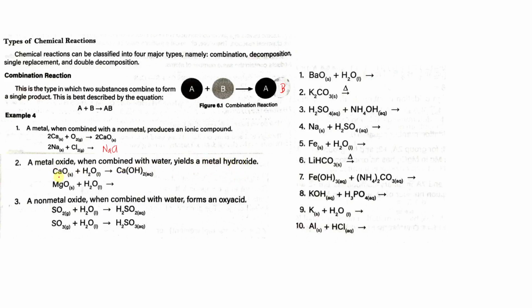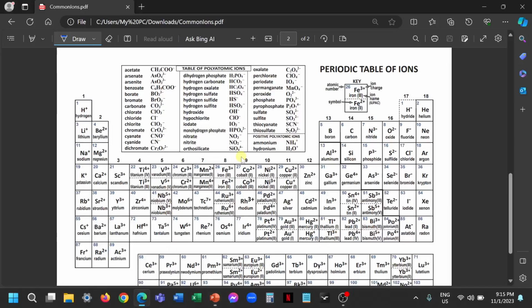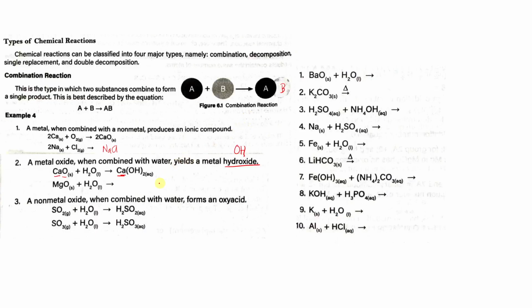So again, this one is a metal oxide since this one is a metal, the calcium. Then this one is an oxide because this one is an oxygen. Again, when combining with water, they form a metal hydroxide. So this one is the metal. Then we have the hydroxide. So the hydroxide is OH. Again, this one is present in your previous table. We have hydroxide that is OH minus.